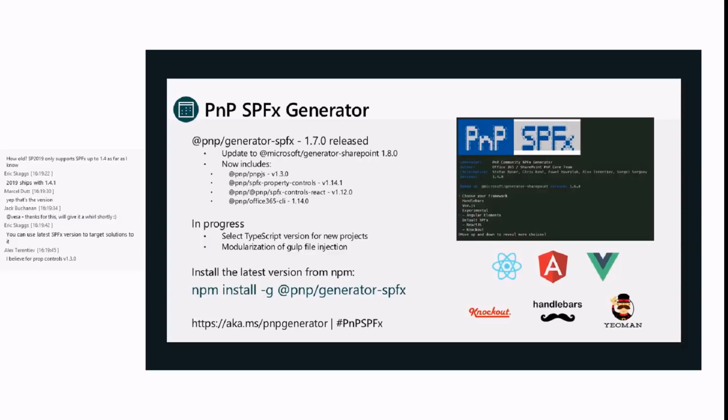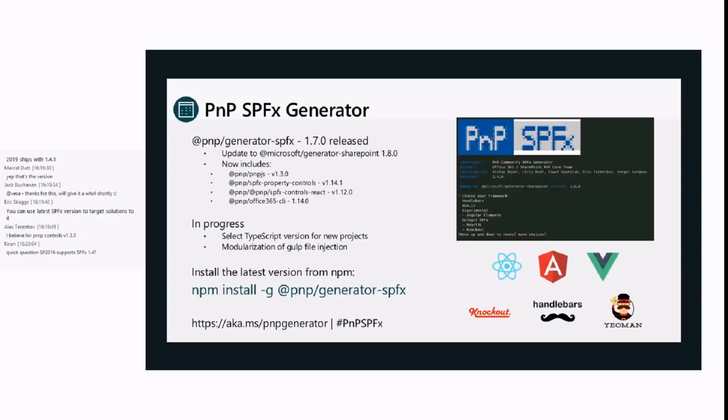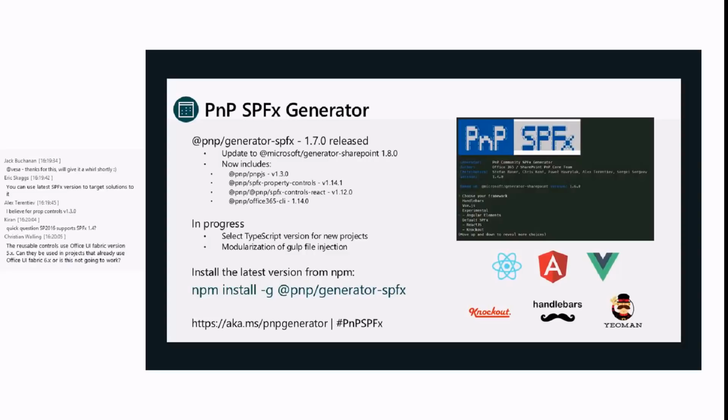You can always install the latest using the command line there, aka.ms/pnp-generator for the docs, and hashtag PnP SPFx on Twitter.